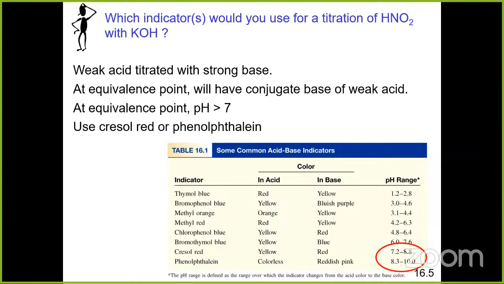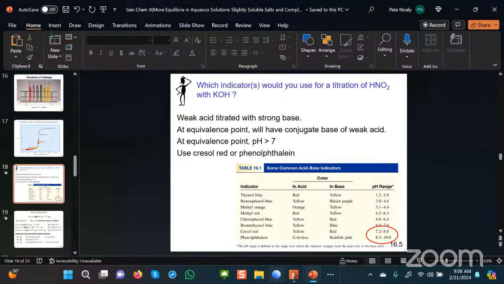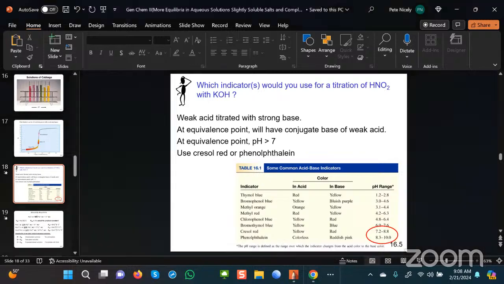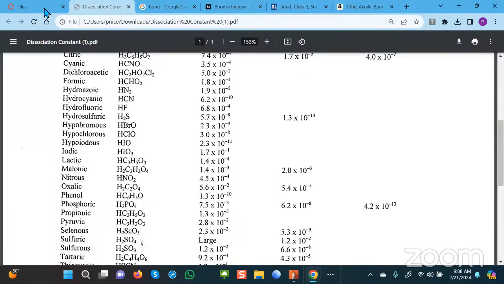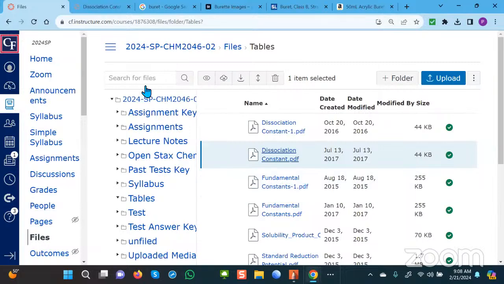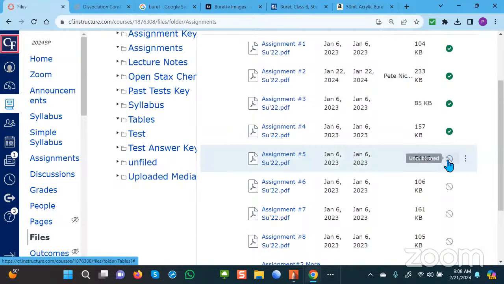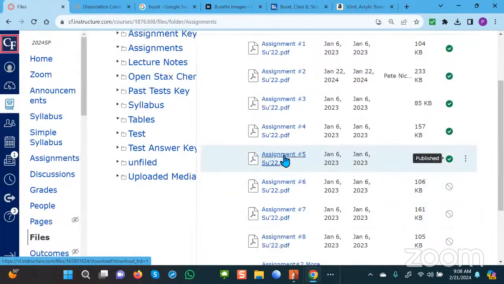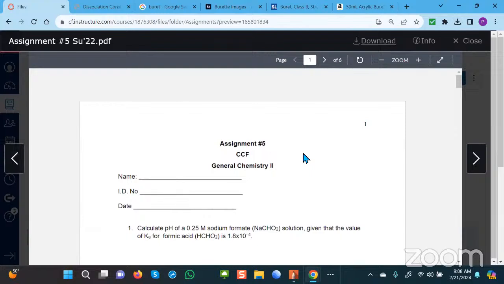Okay, so I'm going to stop here for today, but let me see if I can find the assignment. Oh, I did not publish. Did I give you guys assignment number 5? Okay, my bad. So let me open this up and download it.